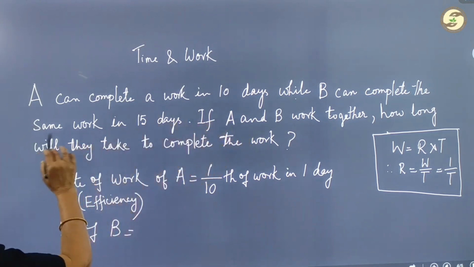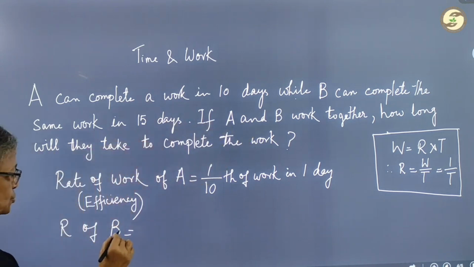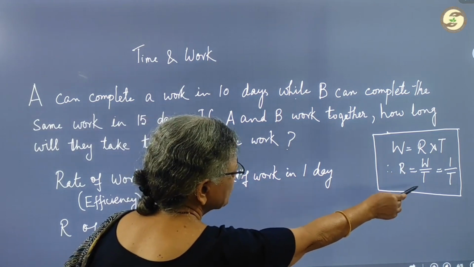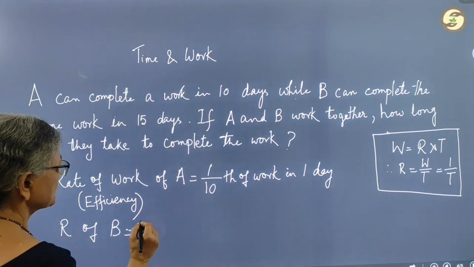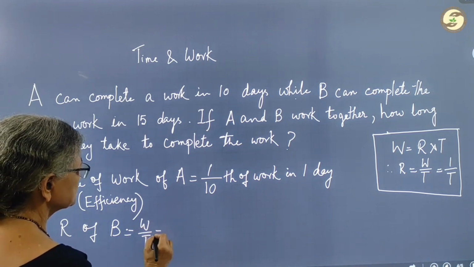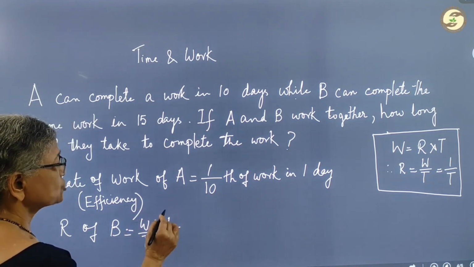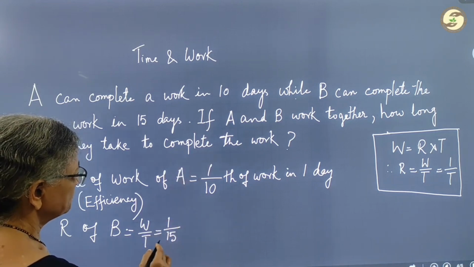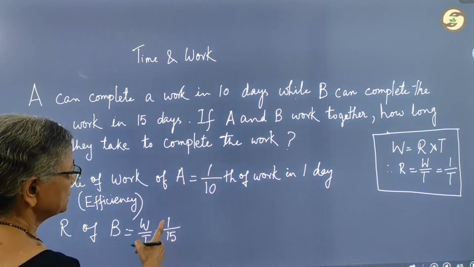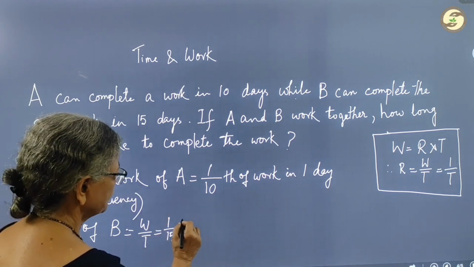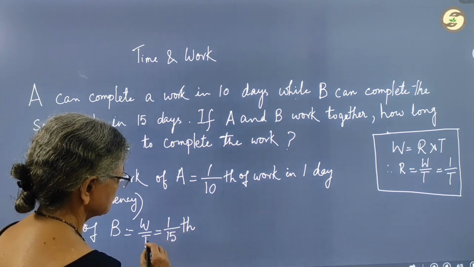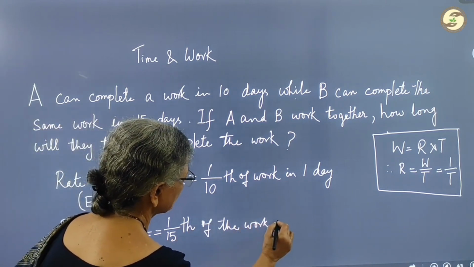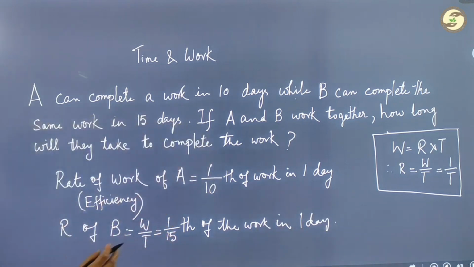B takes to complete the same work 15 days. So again, using the same formula, rate of work is total work done by T. So total work done is 1. Total work done is always 1 unit and time taken by B is 15 days. So 1 by 15, so in 1 day he will do 1/15 of the work, which is his efficiency or rate of work. 1/15 of the work he can do in 1 day.